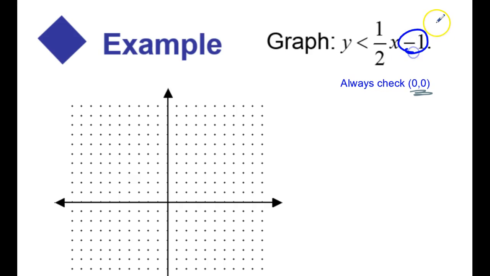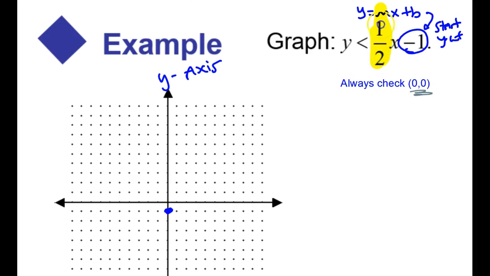So remember how to graph in slope-intercept form, y equals mx plus b. I call this the start value, which is the y-intercept. So we start at the y-intercept and put a dot there. The y-intercept is where the line crosses the y-axis. And then I'm going to perform my slope. And the slope is in front of x. And in this case, it's 1/2. So I'm going to do my rise over run.